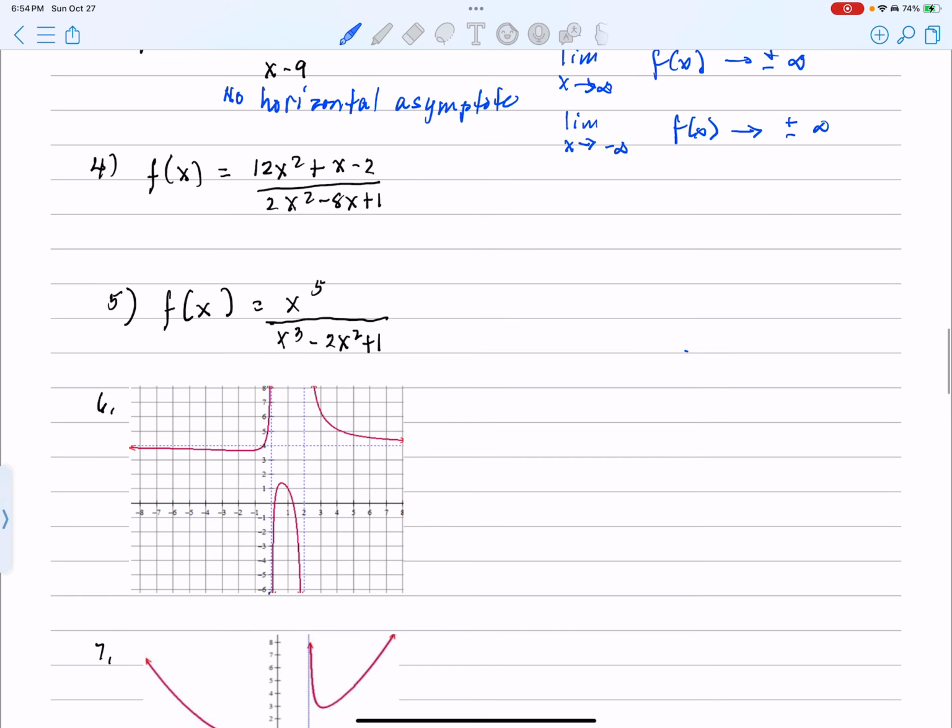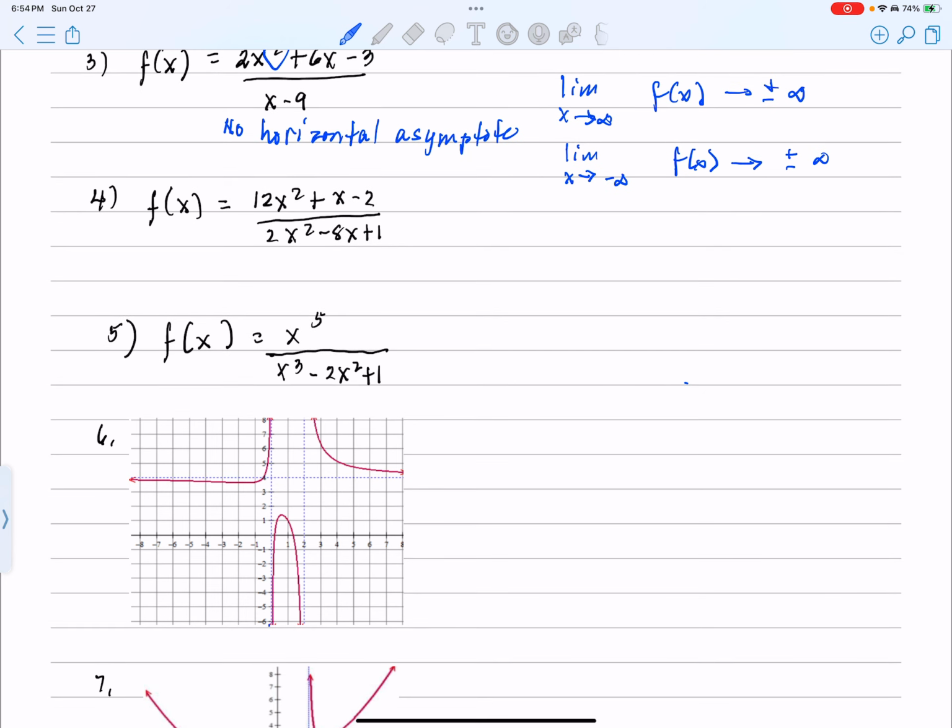In number 4, f of x is (12x squared plus x minus 2) over (2x squared minus 8x minus 2). Looking at the degree, m equals n. The degrees are equal. That is case number 2. When m equals n, what happens to our horizontal asymptote when they are equal?